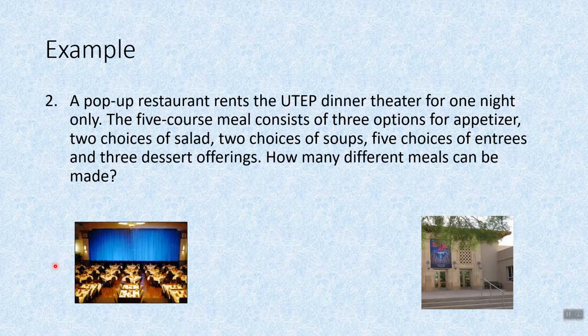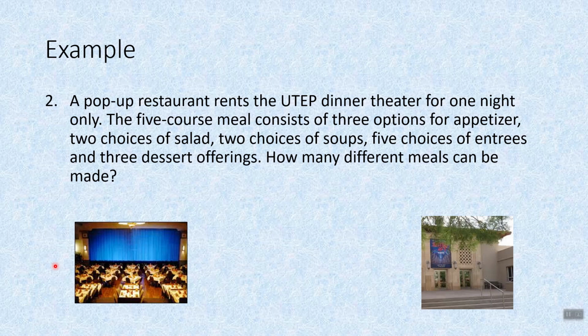The 5-course meal at this pop-up restaurant consists of 3 options for appetizer, 2 choices of salad, 2 choices of soups, 5 choices of entrees, and 3 dessert offerings. How many different meals can be made? Okay, so appetizer, there are 3 choices.